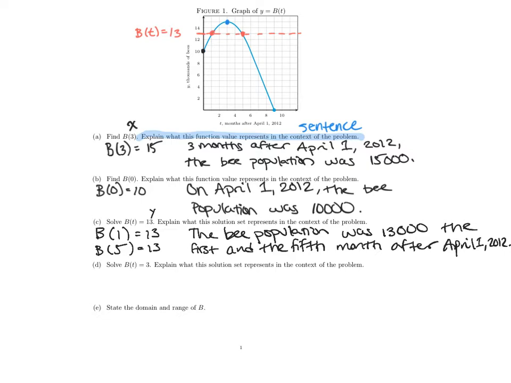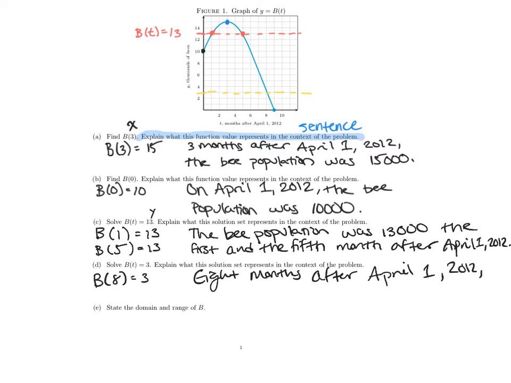Moving on to part D, a similar type of thing: B of t is equal to 3. So we're looking to see when that y value is 3. If I draw that on the graph, it looks like that only happens at one spot, at 8. So we can say that B of 8 is equal to 3, or 8 months after April 1st, 2012.